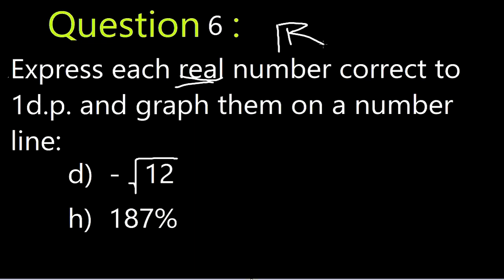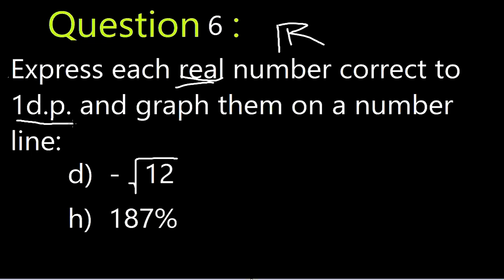Now you might be thinking, hang on, what number can't you put on a number line? So when you go into harder maths, in uni maths, you'll get numbers like the square root of -1, which is also known as i because it's an imaginary number and you can't actually put it on a number line. But we don't need to worry about them because they haven't actually provided you with any of those fake numbers. So they're all real numbers. We don't have to worry about that. Correct to 1 decimal place. Okay, so that just means 1 number after the decimal point, and then graph them on a number line.